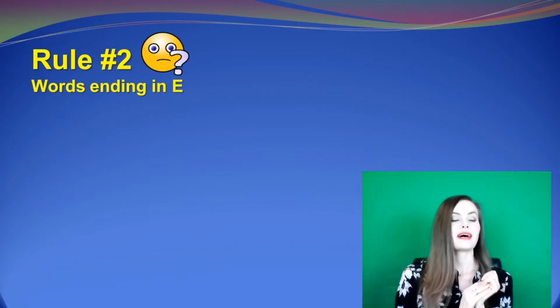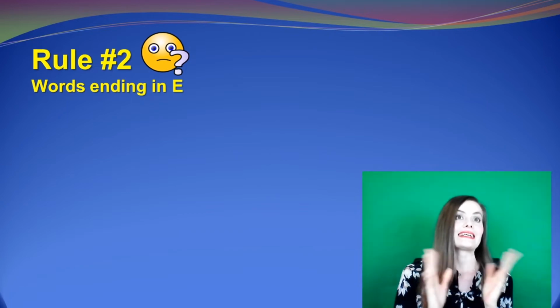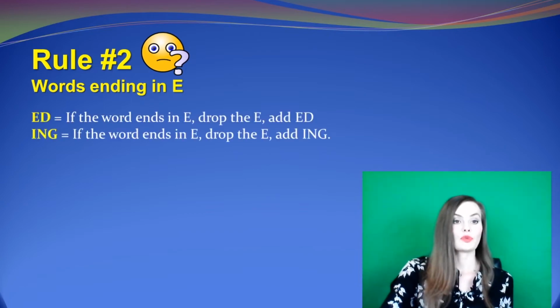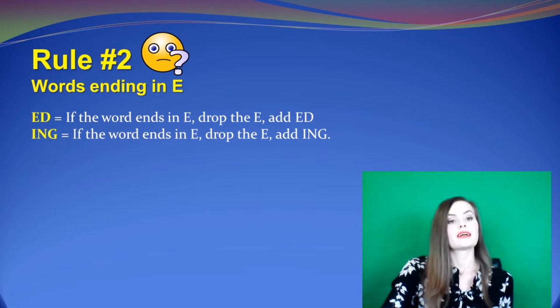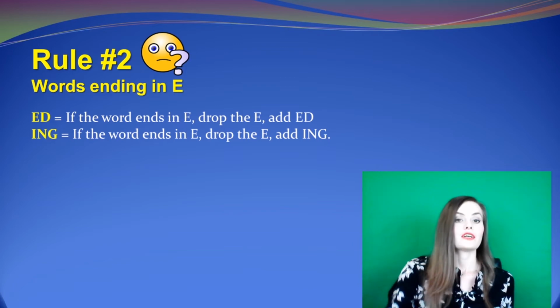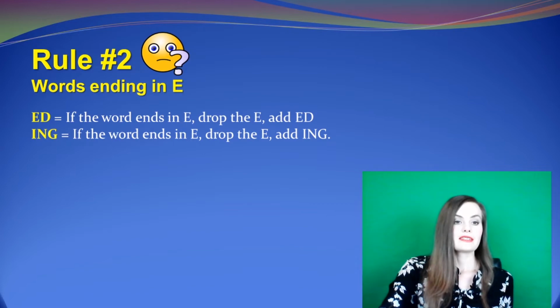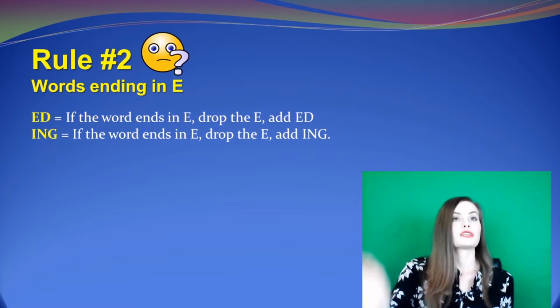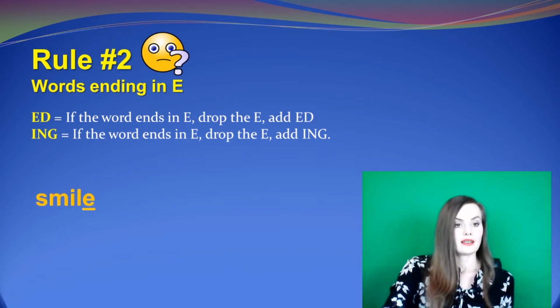Let's look at the rule number two. Okay, so rule number two is about the words ending in E. So, let's see, what do we do with these words that end in letter E? And usually, and I think all the time, this letter E is silent in these words. So, if the word ends in E, you need to drop the E and add ED. Same happens if the word ends in E and we want to add ING, so we need to drop the letter E.